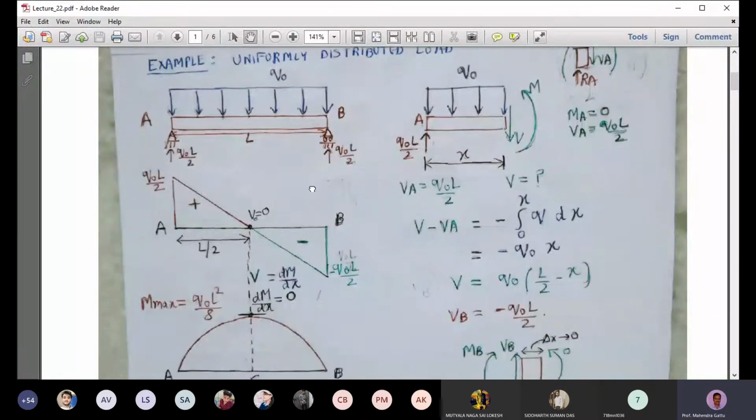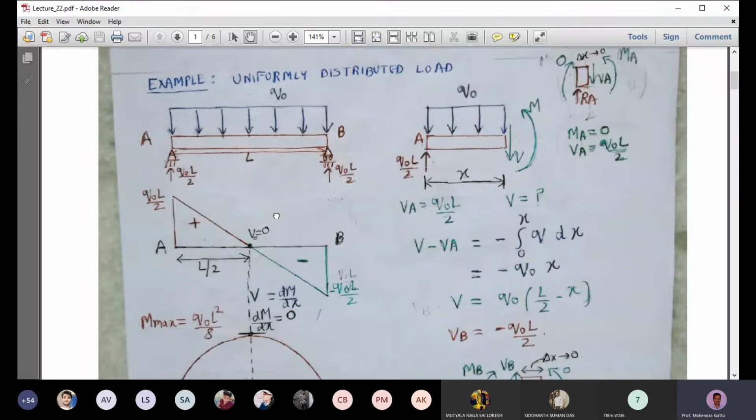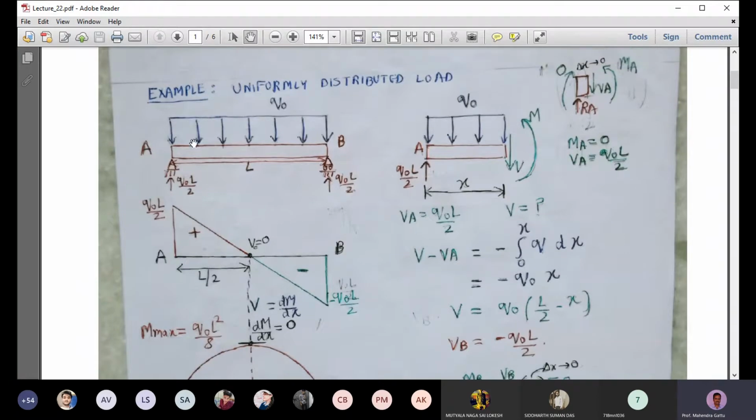So what happens is the reactions we can calculate first. The total downward load is Q naught times L. So half of that will come here at support A, and half of that load will come at support B. So reaction at A is Q naught L by 2, and reaction at B is also Q naught L by 2. So to draw the shear force diagram, what we can do, so this is a distributed load.